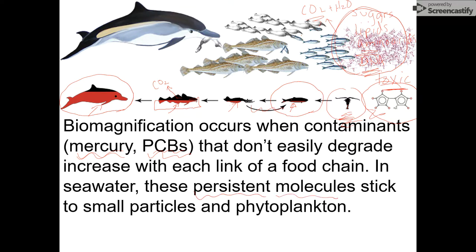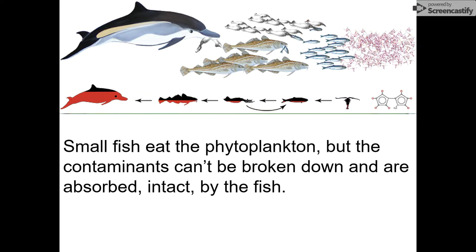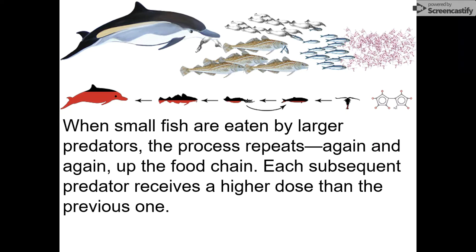So in seawater, these persistent molecules stick to phytoplankton. And then the small fish eat the phytoplankton, but they can't be broken down. And when the small fish are eaten by bigger fish or bigger predators, again, it goes up the food chain. So the top of the food chain here has the highest level of these toxic materials. So if you are trying to limit the amount of toxic stuff that you eat, it's much better to eat something at a low trophic level, like a flounder, than it is to eat anything at a high trophic level.